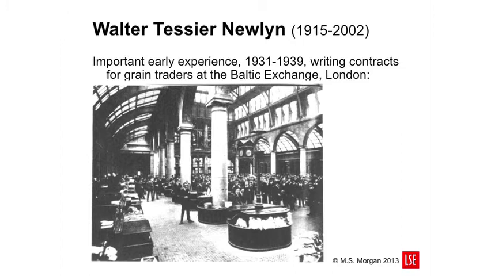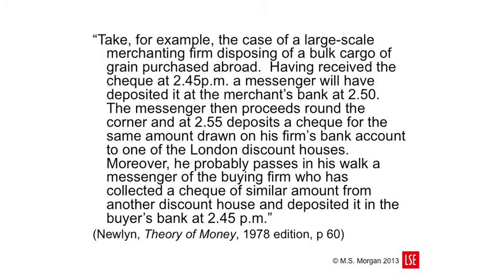And here's an extract from his theory of money. Take, for example, the case of a large-scale merchanting firm disposing of a bulk cargo of grain purchased abroad. Having received the cheque at 2:45 p.m., a messenger will have deposited it at the merchant's bank at 2:50. The messenger then proceeds around the corner and at 2:55 deposits a cheque for the same amount drawn in his firm's bank account to one of the London discount houses.